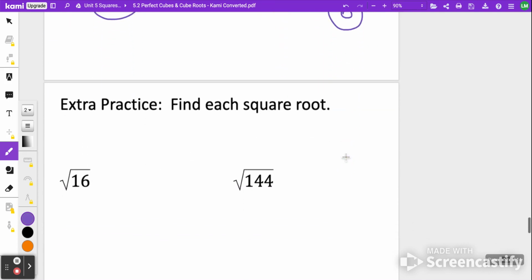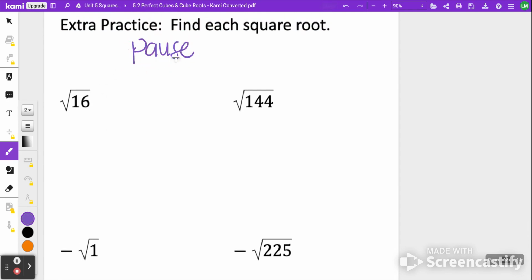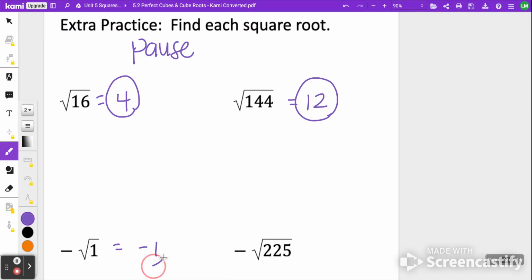Okay, and then the last one, we're just going to continue practicing with square roots. So let's pause here. Let's do a blitz. How do our square roots pan out? Square root of 16 should be 4. Square root of 144 is 12. Negative square root of 1 is negative 1. Negative square root of 225 is negative 15.